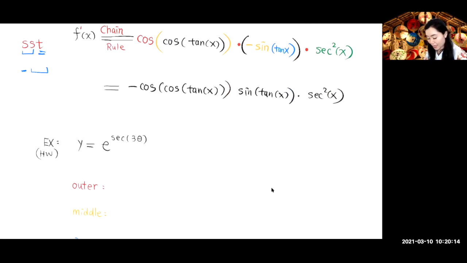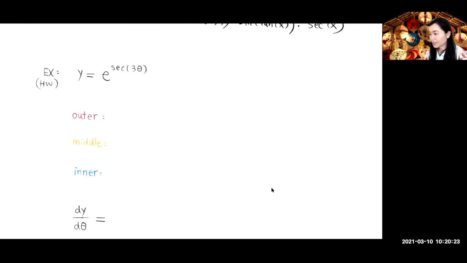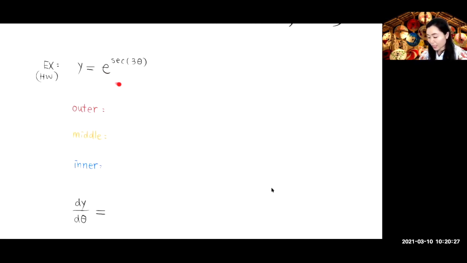Okay, all right. So now this one here is a homework problem, so I'm going to try to help you with this. Looking at this, what kind of rule do I use first? Now, this part over here, if you regard it as a single variable u, then this will be e to the u. So the outer function will be e to the u.